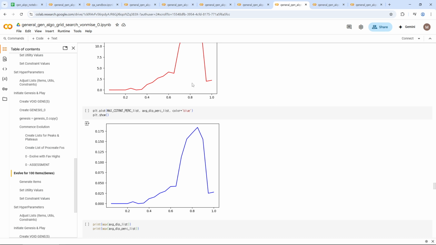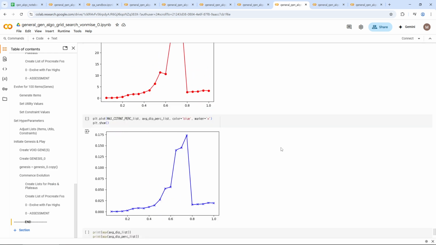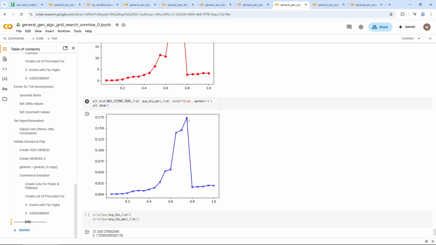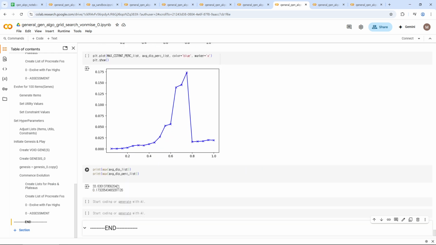So far the only difference is when the average dip percentage is at its highest. Is it at 0.65, or 0.7, or 0.75, or 0.8, or rather 60%, 70%, or 80% of the total sum of constraint values? And this is when we have 100 items. Again, we have the highest at 0.75, and then we are back down at 0.8, and we stay there, and they're all below 0.03, and the highest average dip percentage was at 17%. So the highest so far.